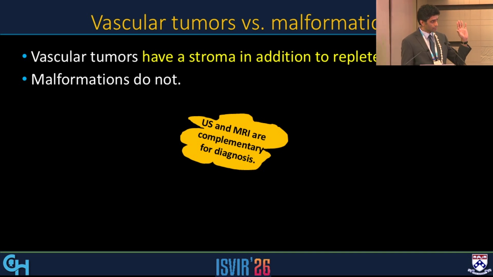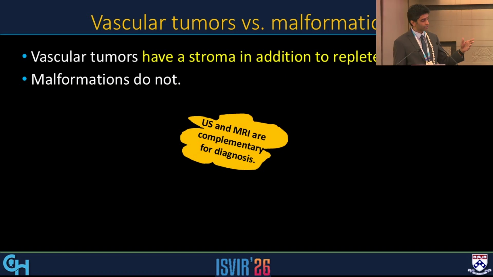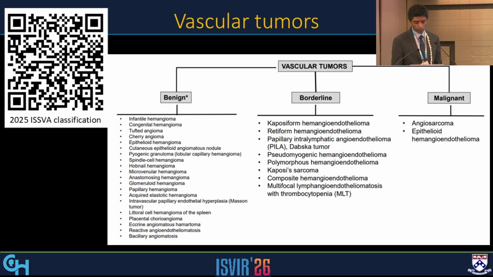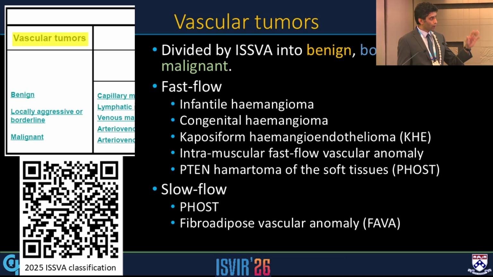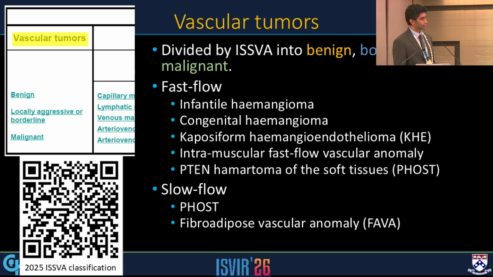So regarding tumors, this is a whole list of tumors in the new classification, the 2025 revision of the ISSWA classification. Not going to cover everything, obviously, and a lot of these, in fact, are somewhat controversial in my mind, but this is the QR code. There's a QR code again for your benefit. But the way these tumors are divided as benign, borderline, and malignant, as Dr. Sarda had spoken about. We can also divide it into fast flow and slow flow, as the classification does, and these are the entities I'll be covering in this talk.